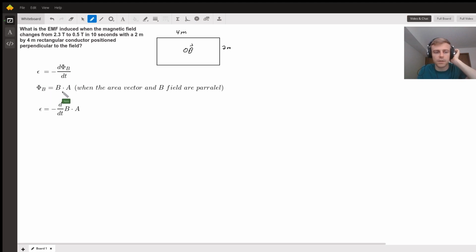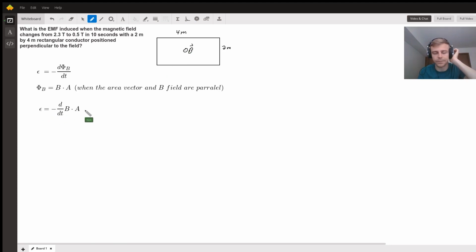And the magnetic flux is equal to B times A when the area vector and the B field are parallel. That is true in this case because, notice, it mentions the rectangular conductor is positioned perpendicular to the field, meaning that if I draw the conductor as this rectangle here, the B field is coming out of the page. The area vector is also coming out of the page because the area vector is perpendicular to the loop. So you have B and A in parallel, meaning that the EMF should just be the negative time derivative of B times A.